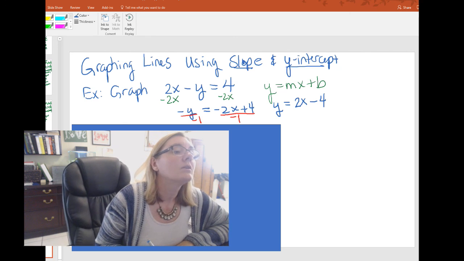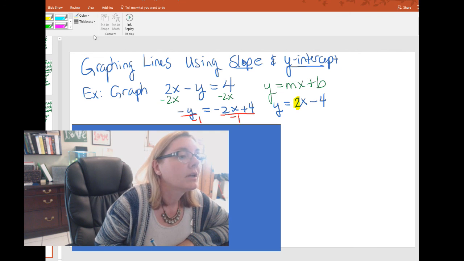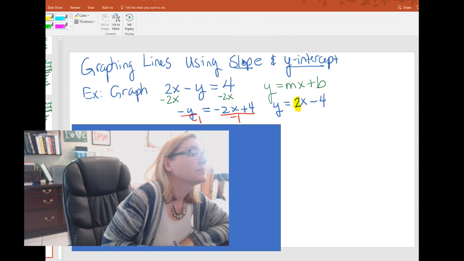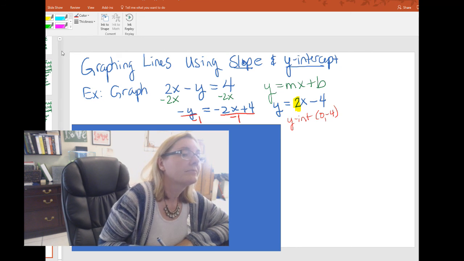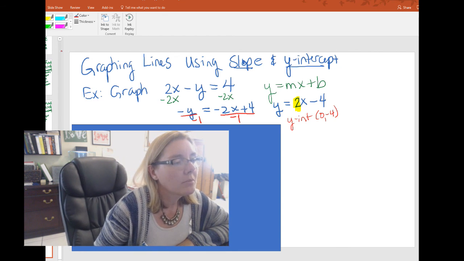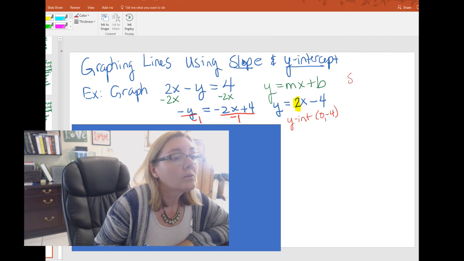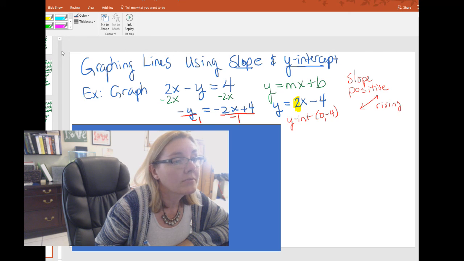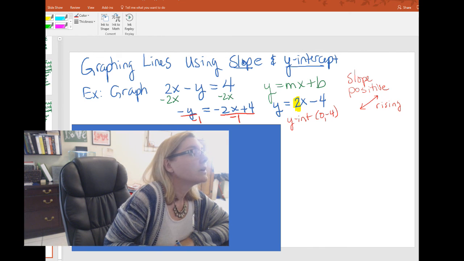All right, so we are going to have a slope of 2 here and a y-intercept of negative 4. The y-intercept is 0, negative 4. Okay, remember I told you that when you first look at it, before you even try to plot it, think about that slope. Is it positive or is it negative? The slope in this case is positive, which means that we would expect our line to be rising from left to right. Okay, it's going up. So keep that in the back of your mind as you graph so you'll catch mistakes.